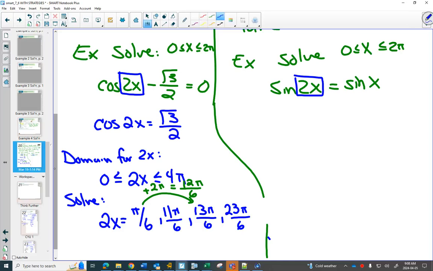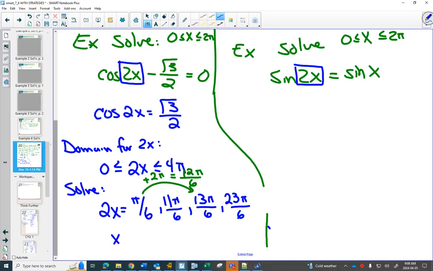Now to find our final answer, we divide each of them by 2, which is the same as multiplying by a half. And we get our 4 answers.